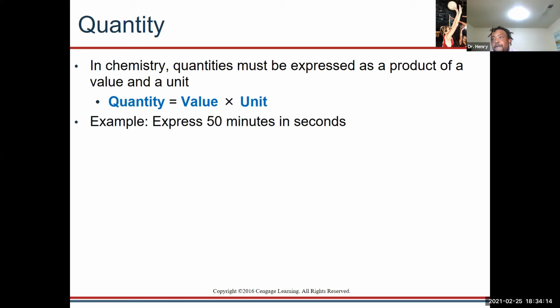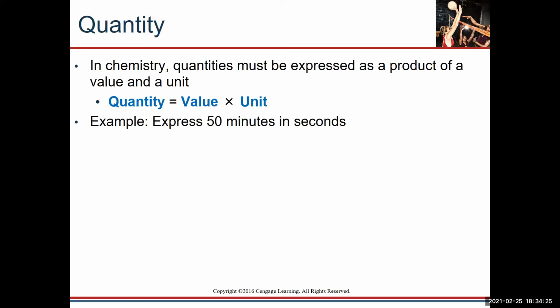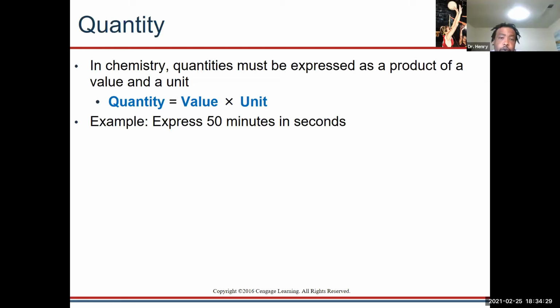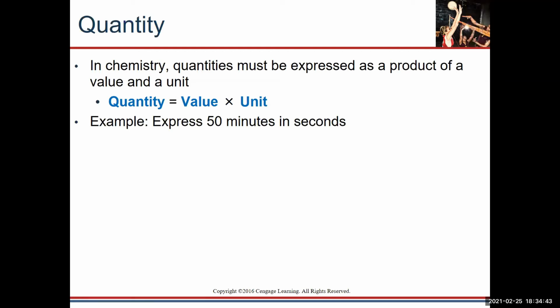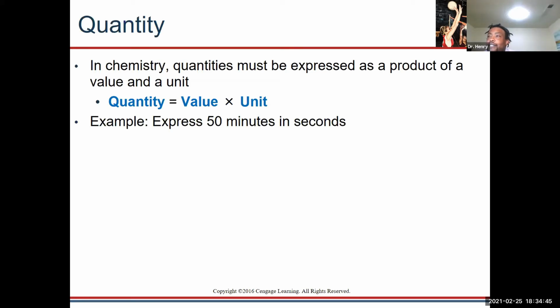So if we're talking about 50 minutes, express 50 minutes in seconds. Minutes is what type of units? Time. If I'm asking how long it takes to go poop, what are you going to give me? Are you going to give me volume, like liters? No, it would be time. You're going to give me time, right?